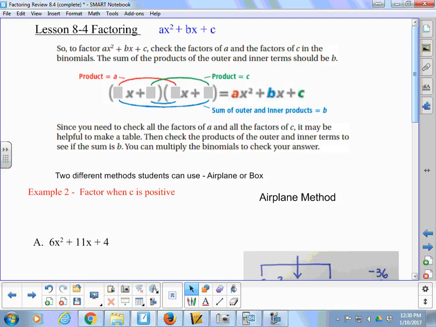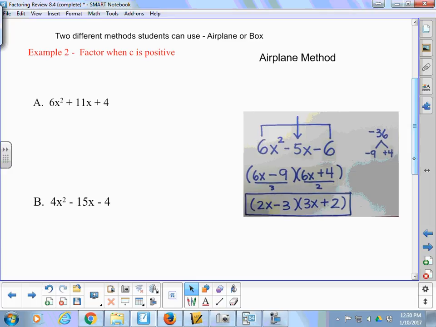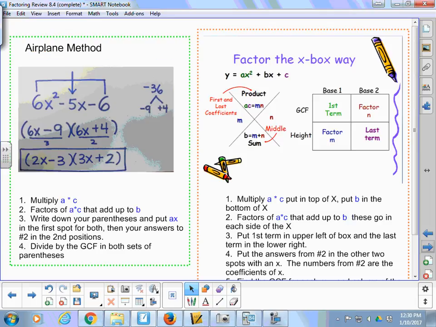Now, the one thing about all of them is that if you have a greatest common factor, the first thing you've got to do is get that out. Because if you don't, then they won't work right. Okay? All right, so first thing I'm going to do is show you what's called the airplane method. And I do have some written instructions to go with this, so let me bring them over here.